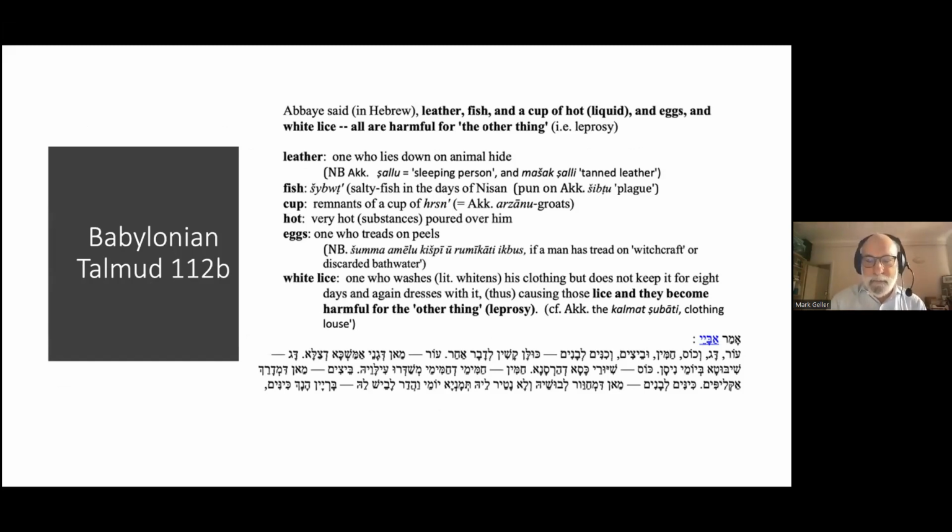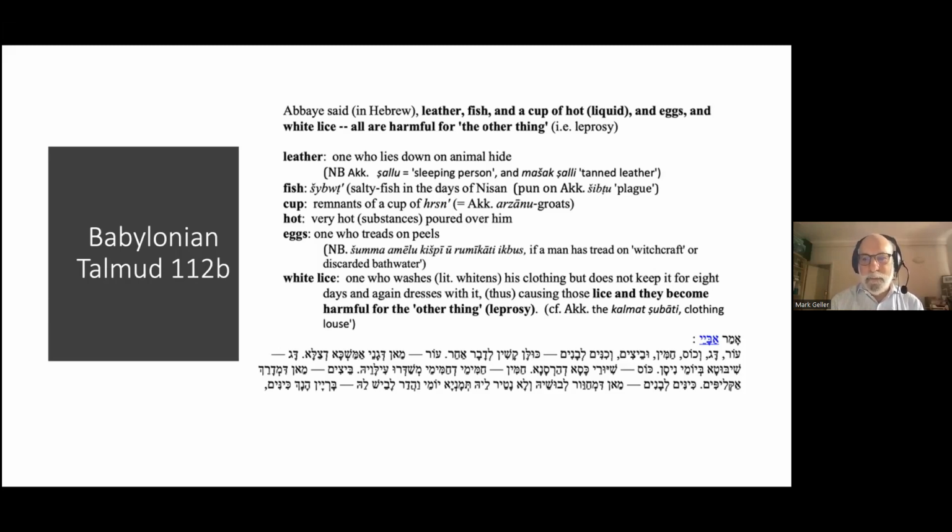And then, this is a nice bilingual text because each of the Hebrew expressions is now explained in Aramaic. This is very much similar to the way Sumerian in commentaries would be explained in Akkadian. A Sumerian word would be explained in Akkadian in a commentary. So you can see one of my interesting ones is the case of leather. Why is leather dangerous? It's one who lies down on an animal hide.